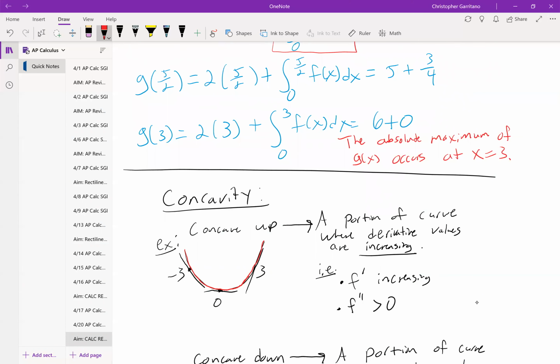Now, it doesn't have to be this whole thing. It could be just half of this. You might just see the increasing part. You might just see the decreasing part. But this is sort of like the stereotypical concave up portion of curve.